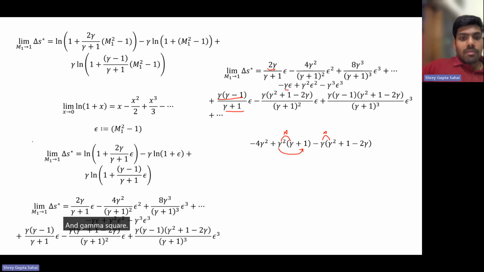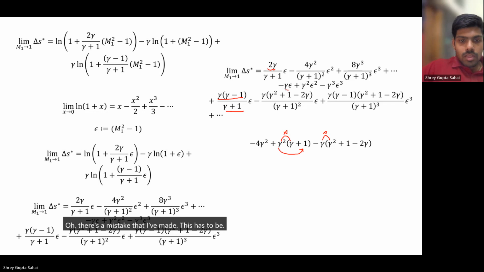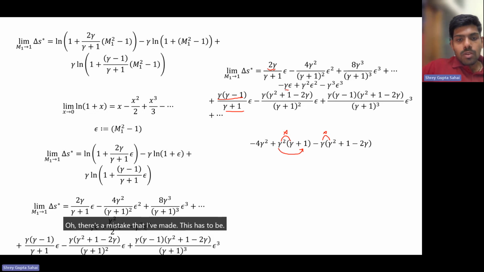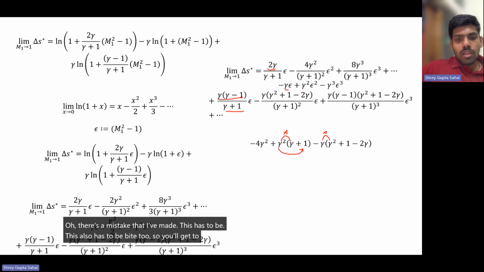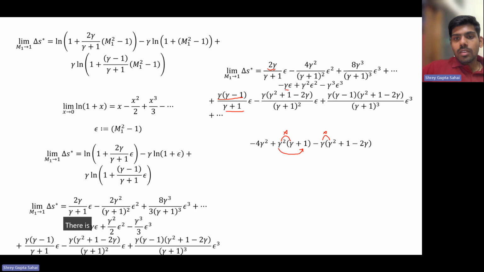Oh, there is a mistake that I made. This has to be divided by 2. This also has to be divided by 2. So you will get 2 here. Here you will have 3. Here you will have 3. See, there is this mistake that we keep on doing.